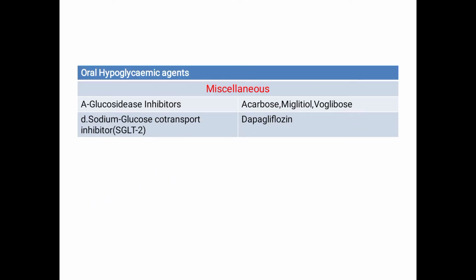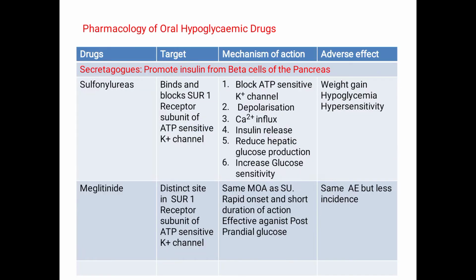Miscellaneous drugs. So in miscellaneous drugs we have alpha glucosidase inhibitors, and we also have sodium glucose co-transporter inhibitors. So for alpha glucosidase inhibitors, the examples are acarbose, voglibose, and sodium glucose co-transporter inhibitors are the gliflozins, that is dapagliflozin. So now we'll go to the pharmacology of the oral hypoglycemic drugs.